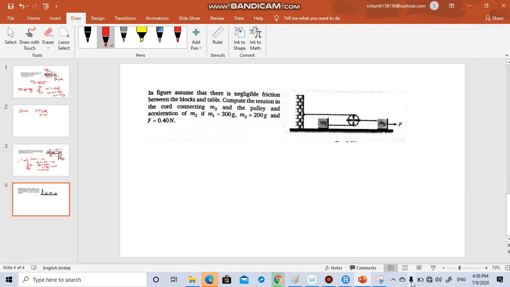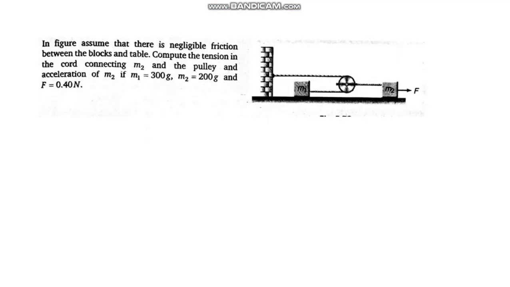So we got one more question here. We're going to solve it. Now here M1 and M2 masses are given. A force F of 0.4 Newton is applied, and they're asking you what is the acceleration and tension in the cord. Acceleration they're asking in M2. In M2 they're asking the acceleration. Okay, how much is the acceleration?